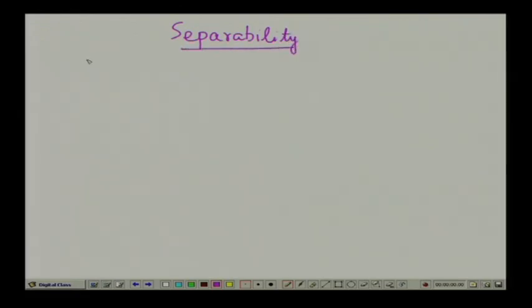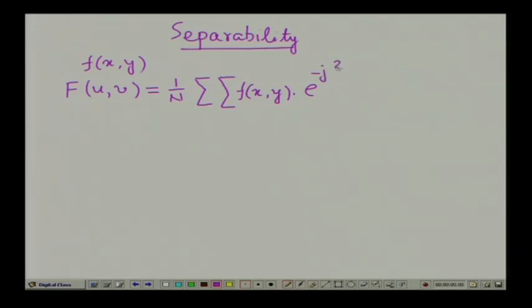Here we have seen that given a two-dimensional signal f x y in the discrete domain, that is samples of this two-dimensional signal f x y, we can compute the Fourier transformation of f x y as f u v, which is given by the expression 1 upon capital N, where our original signal f x y is of dimension capital N by capital N. The Fourier transformation expression comes as f x y into e to the power minus j 2 pi by N into u x plus v y, where both x and y vary from 0 to capital N minus 1.